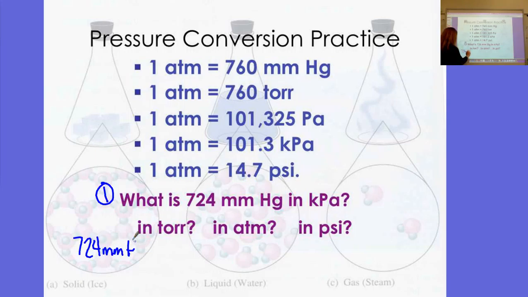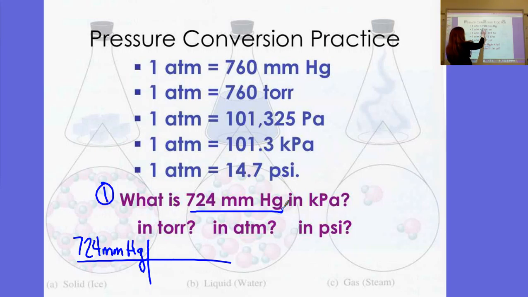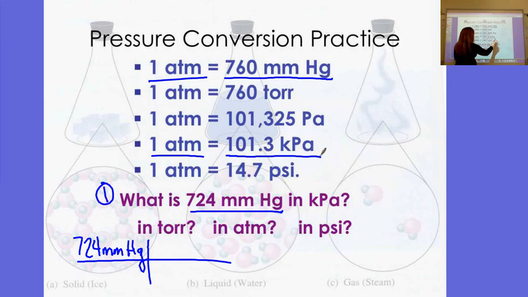724. Same thing as always. We start with what we're given, millimeters of mercury. I want to convert into kilopascals. Well, here's millimeters of mercury. That can get me to 1 atm. 1 atm stands for 1 atmosphere's worth of pressure. And then 1 atm is also equal to 101.3 kPa. So, if I wanted to simplify this, I can also say that these two are equal to each other because they both equal 1 atmosphere.